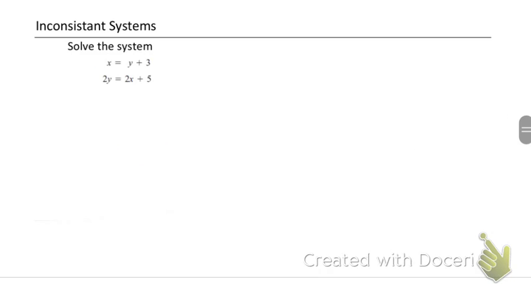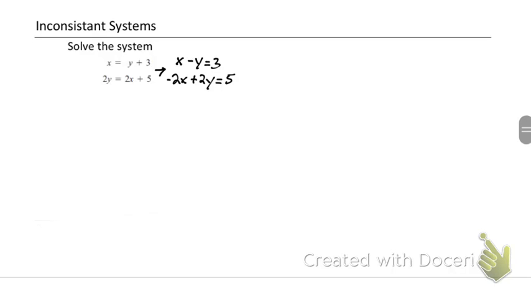Let's talk about inconsistent. Inconsistent system. This one's going to be inconsistent. The first thing I need to do to write it in matrix form is rewrite these in a form so I can put it in a matrix. That means my x's need to be lined up, my y's need to be lined up, and what they equal needs to be lined up. So we're going to alter these into x minus y equals 3. And the bottom one I'm going to rewrite as negative 2x plus 2y equals 5.